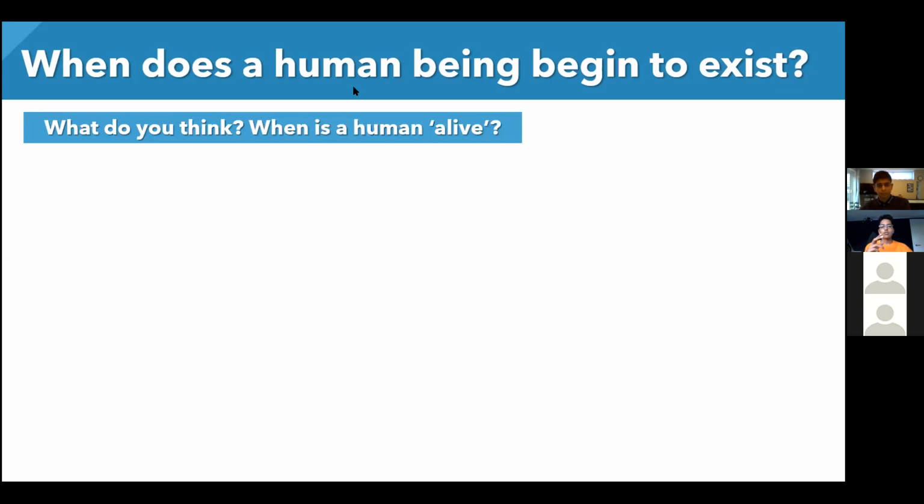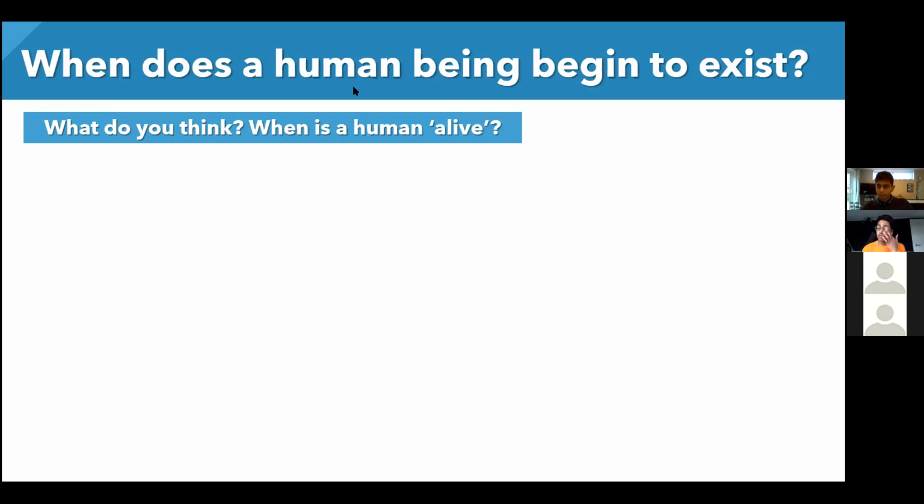So does anyone have any ideas about when something is actually alive? When is something, like an embryo, actually a human being? When does it properly turn into a human being, in which case it's completely unethical to kill it off? And is there a cutoff point, or is it just a gradual process? Does anyone have any ideas?